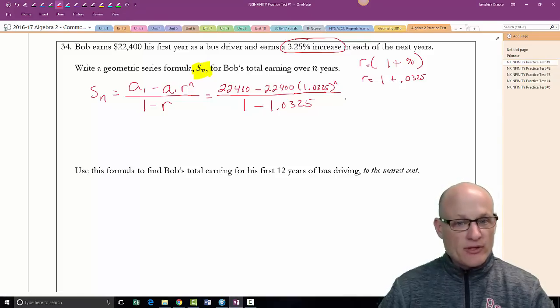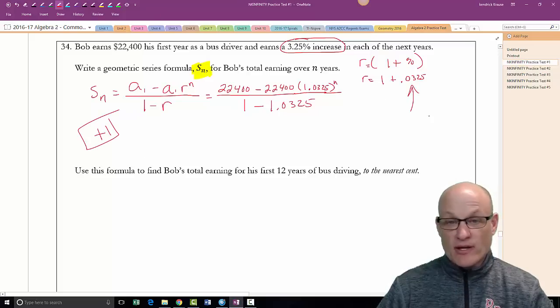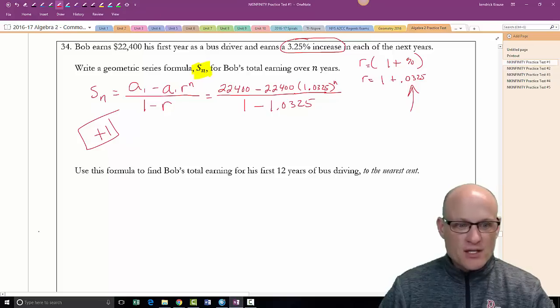I don't know why plugging numbers in is such a big deal, but at least it gets you to part 2, which is where you really earn a little bit of money. Maybe you got only 1 point for plugging numbers in, maybe 2 because you had to remember this. Whatever. Use this formula to find Bob's total earnings in 12 years. Oh, wait a second. I forgot. This one, all we had to do was plug in 12. It's just not my favorite.